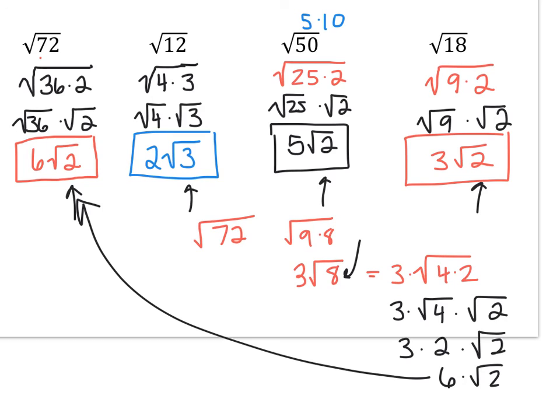So it doesn't really matter how I do that, as long as I keep finding those perfect squares, removing them and separating them, and then just multiplying them at the very end. And so that's going to do it for this particular video on how to simplify radicals.